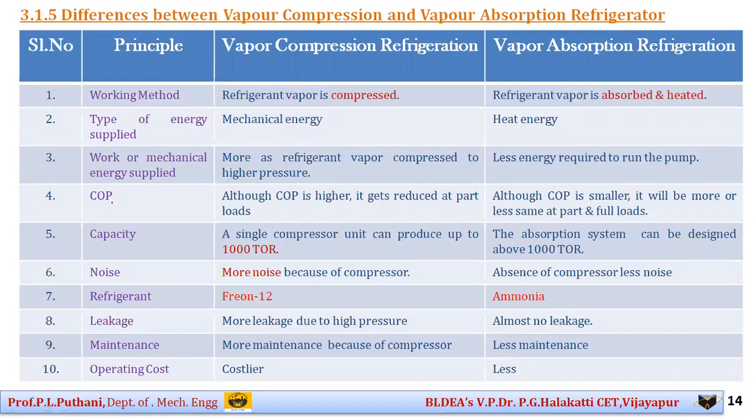Then regarding coefficient of performance, in the VCR, our coefficient of performance is very high, and even when we reduce the loads, at part loads, this COP stays high. So if the load is at part load condition, the COP is still higher. But when you come to vapor absorption refrigeration, our COP is smaller, and it is smaller again when it is used at part loads.